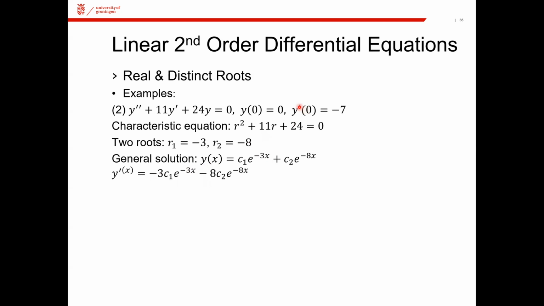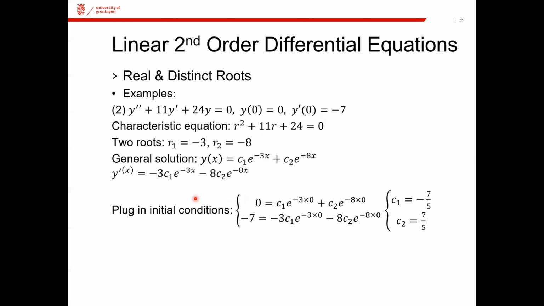And since the initial condition contains the derivative of y, we have to calculate the derivative of y. And after the calculation, we plug in y(0) equals 0 and y prime(0) equals minus 7. We plug in the initial conditions and we can solve for C1 and C2. And then we will have the actual solution. Just substitute C1 and C2 with the numbers that we solved.